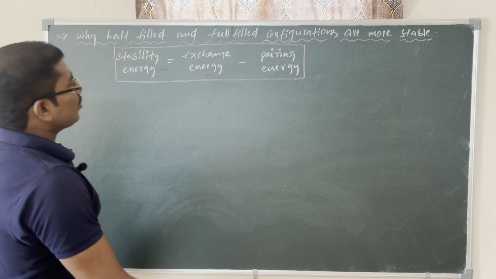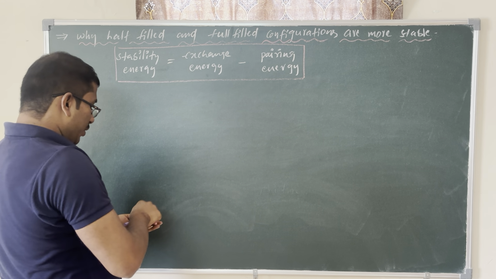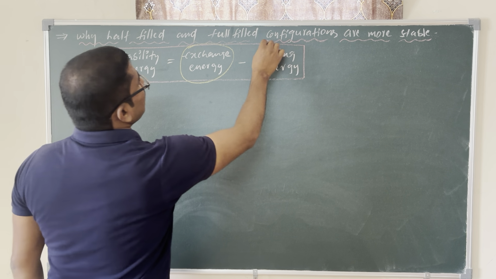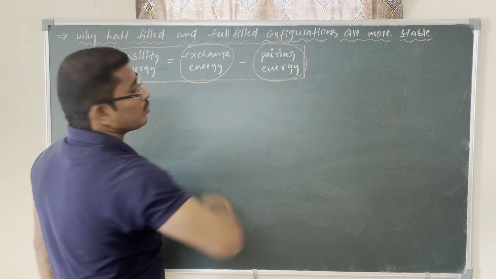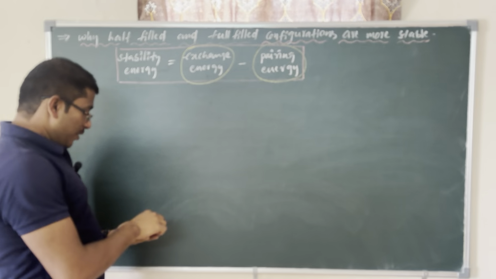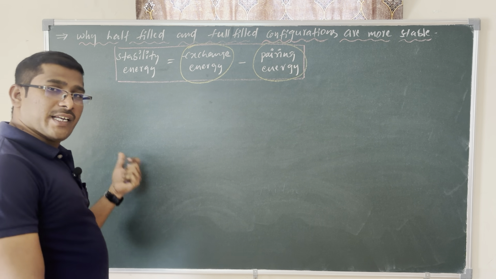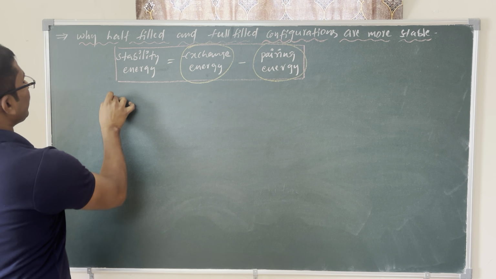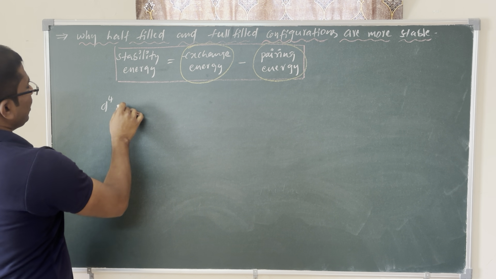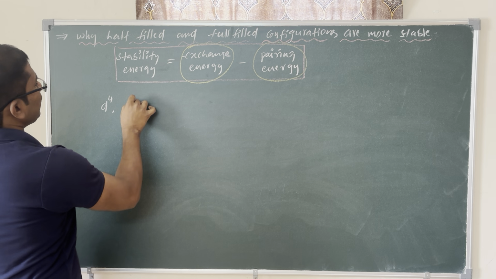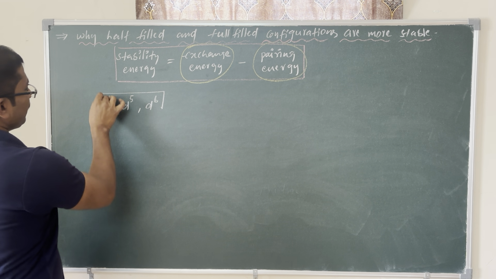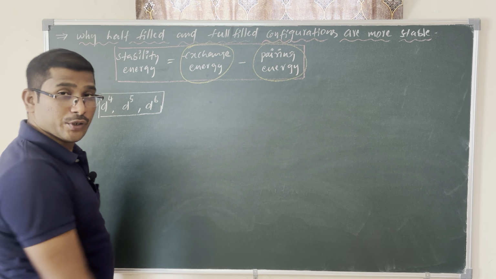First we should know what the exchange energy is and what the pairing energy is. Now I am going to take the D4 configuration, and D5 and D6 configurations. Three configurations. Listen carefully, very important.